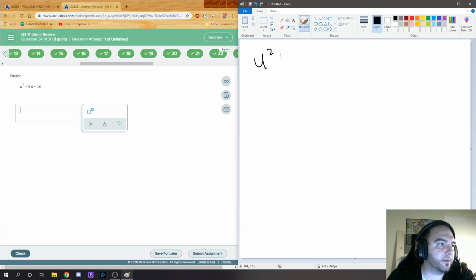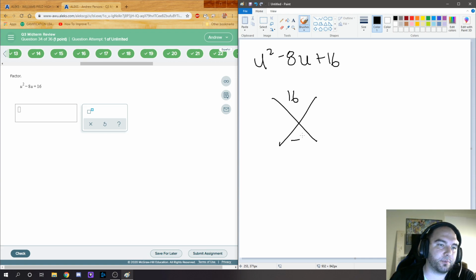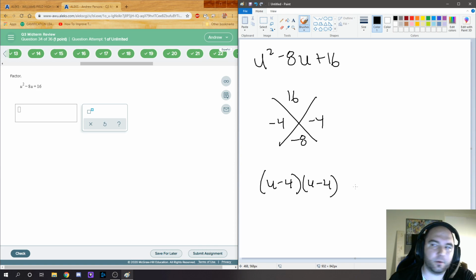We got u squared minus 8u plus 16. Now, this is a special case, but if you don't recognize that, just do the normal three-part thing. What multiplies to make 16, but adds up to negative 8? Well, that's a negative 4 and a negative 4. So the answer is u minus 4, u minus 4. Or, if you have it, you can write u minus 4 to the second power.